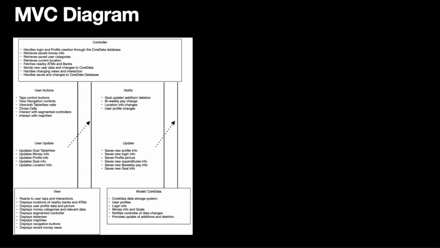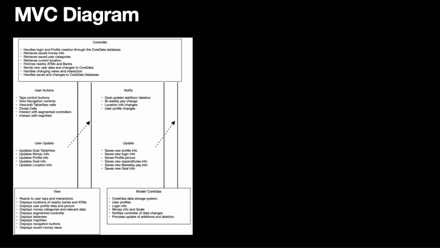To the bottom right, we have the model, which uses Core Data, which will save everything that the app needs to do. So user profile, login information, money info, and their goals. It will notify the controller of data changes, and provides updates of additions and deletions.